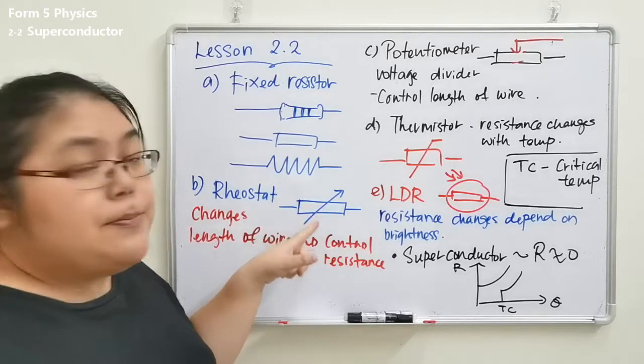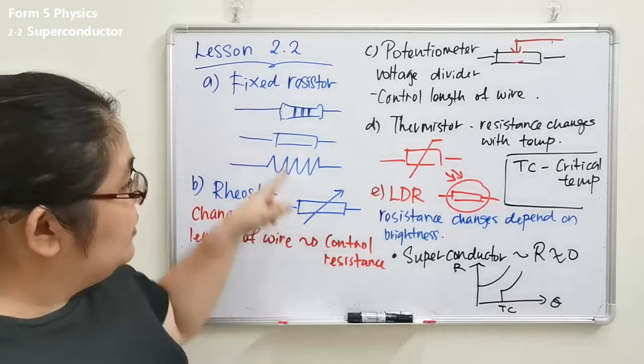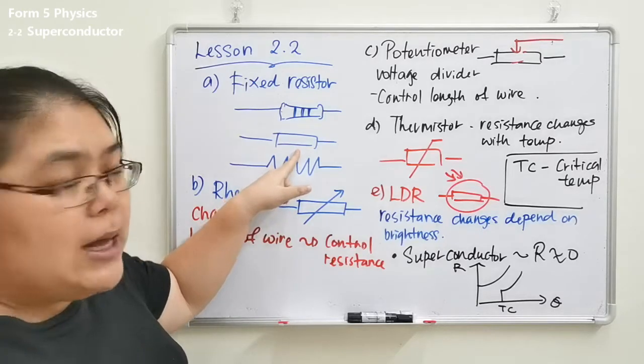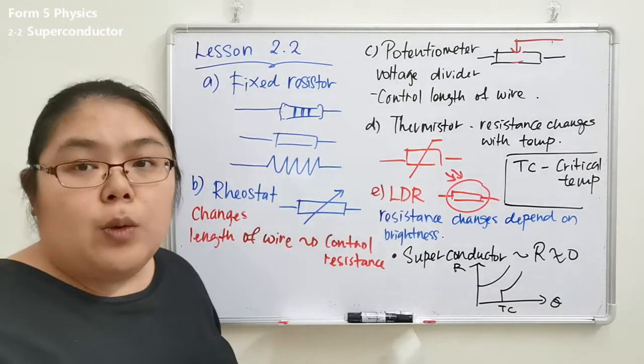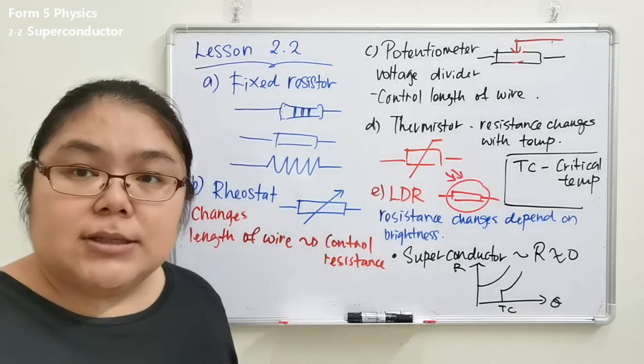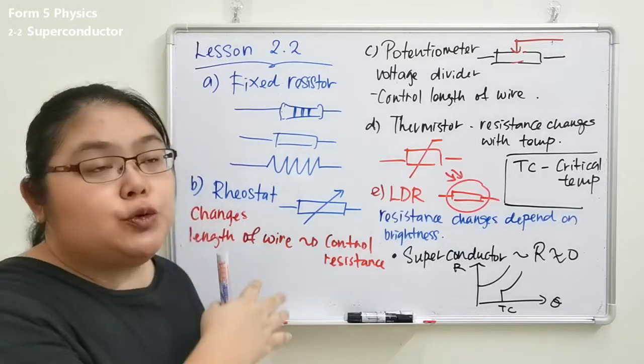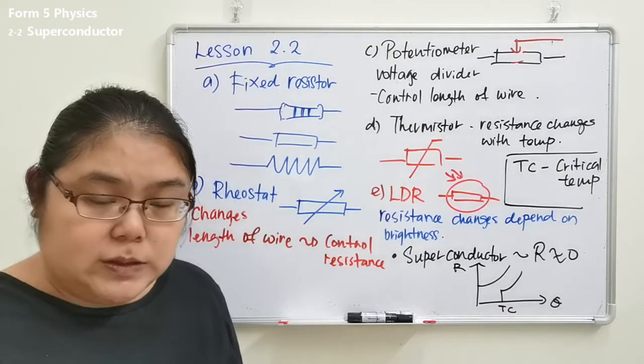Let's see the symbol. The symbol is almost the same. You can use this part, but you need to add one more arrow. The arrow going up means it can change. That means the instrument lets you control the resistance.